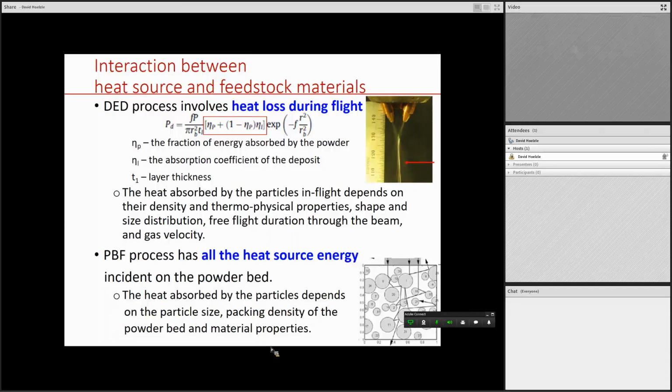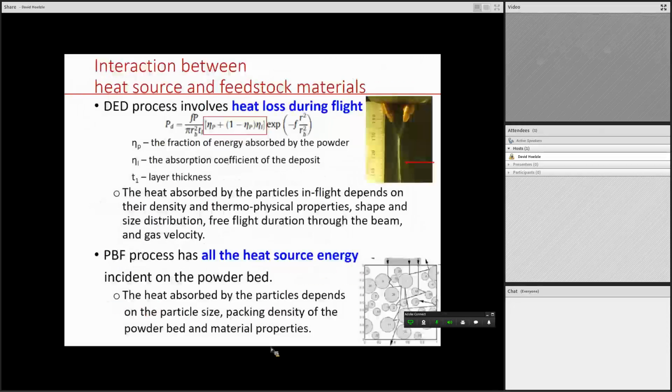As for the powder bed fusion process, there is no flight process, so all the heat source energy is just incident on the powder bed. And when the heat source is incident on the powder bed, part of the energy is absorbed by the particles, and the rest of it just reflects. So the fraction of the heat absorbed by the particles depends on the particle size, packing density, and material properties.